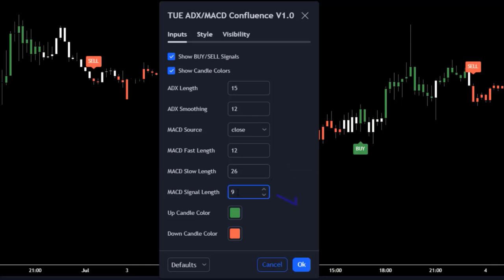Lastly, we have the MACD signal length parameter. It determines the number of periods used to calculate the signal line of the MACD. Increasing this parameter to 10 will smoothen the signal line, providing a more stable indicator. Decreasing it enhances the signal line's reactivity to short-term changes. For our strategy, we will increase the MACD signal length to 10 as it aligns well with our approach and enhances the stability of the indicator.